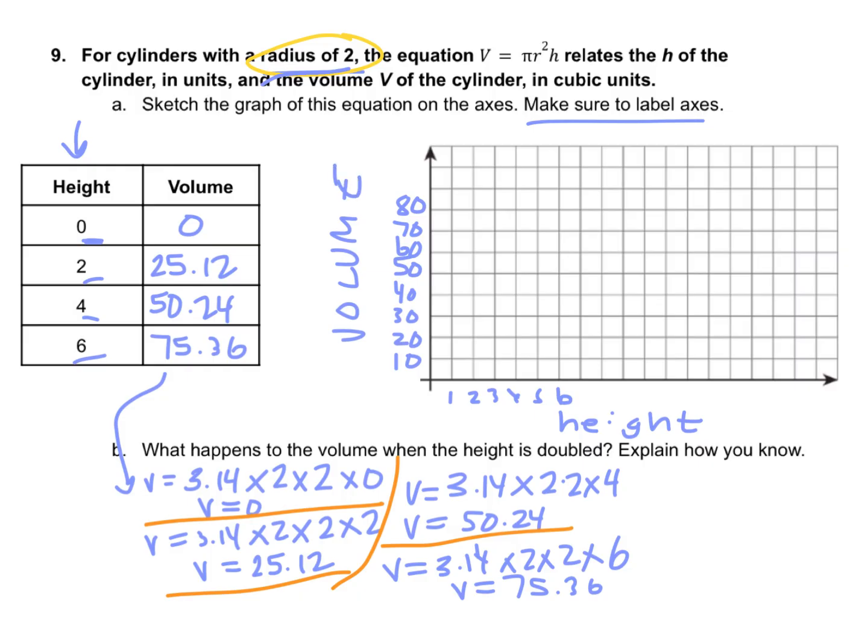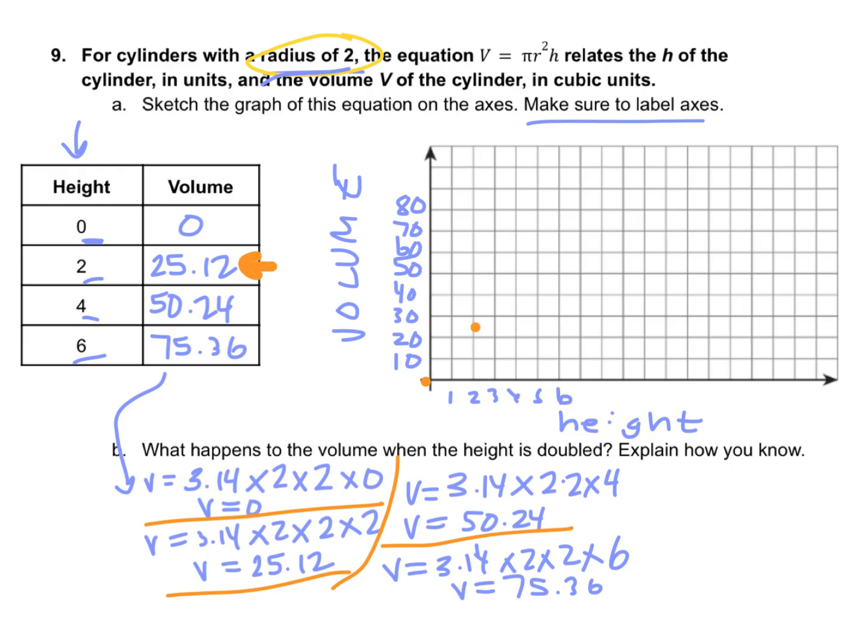Okay, now I just have to plot my ordered pairs that I have just created. So let me take a look at that. My first point is 0, 0, so that's right at the origin. My second point is over 2 and up 25, so that would hover right in the middle there.